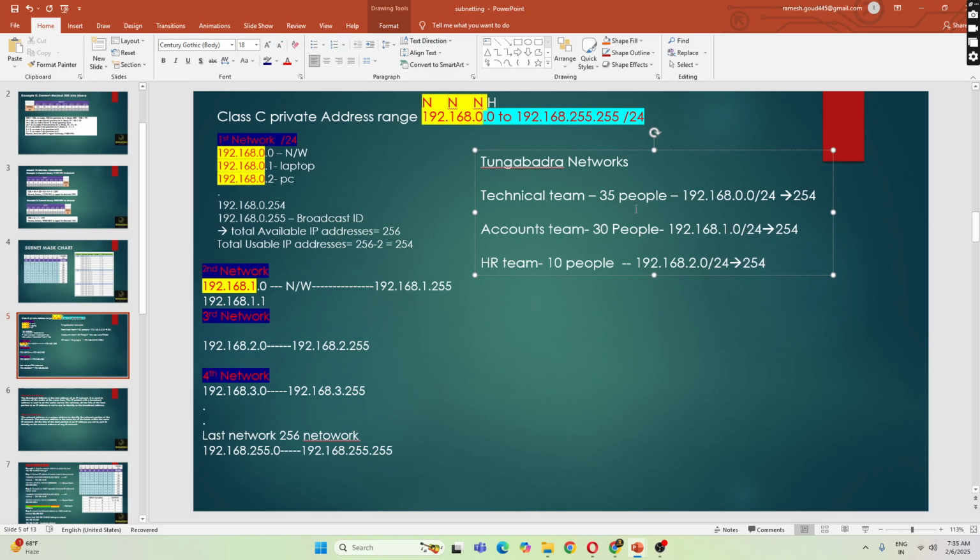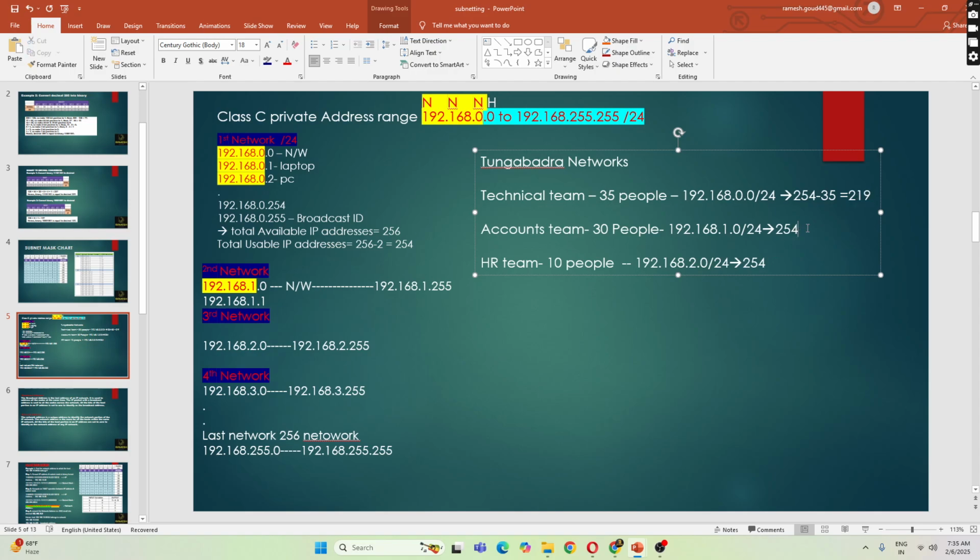See, here only 35 people are there. How many IP addresses do you need? Only 35. So if you subtract 254 minus 35, right? How many remaining IP addresses will be there here? 219. Okay, 219 IP addresses. So how many are wasted here? 219 IP addresses are wasted.